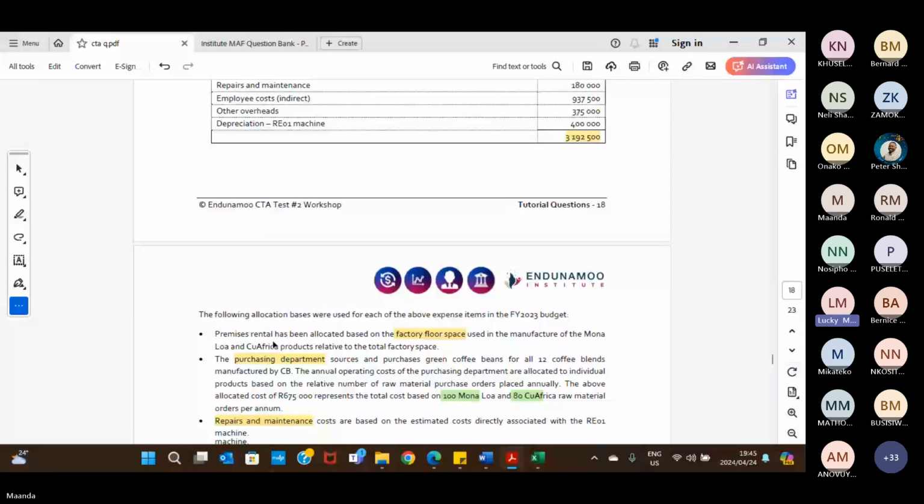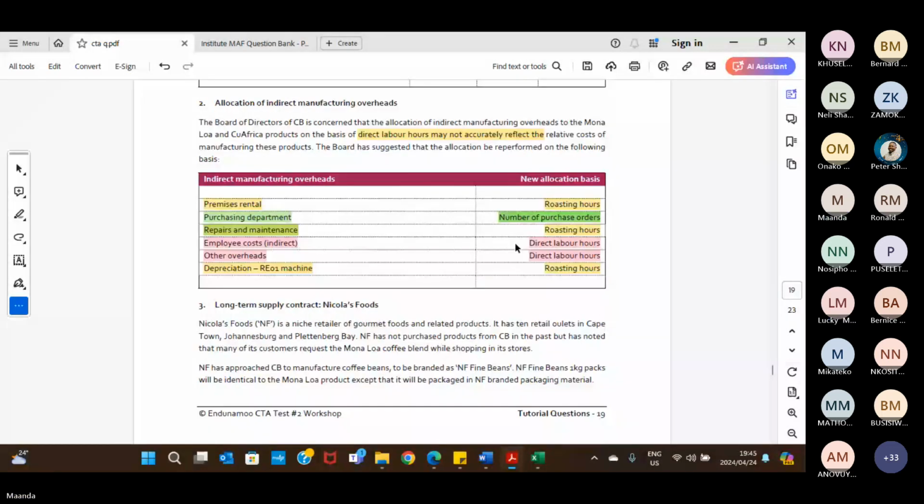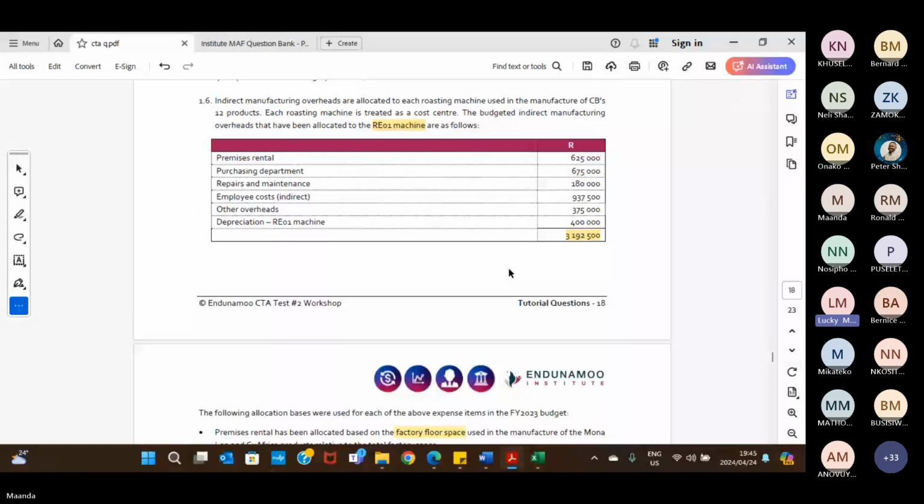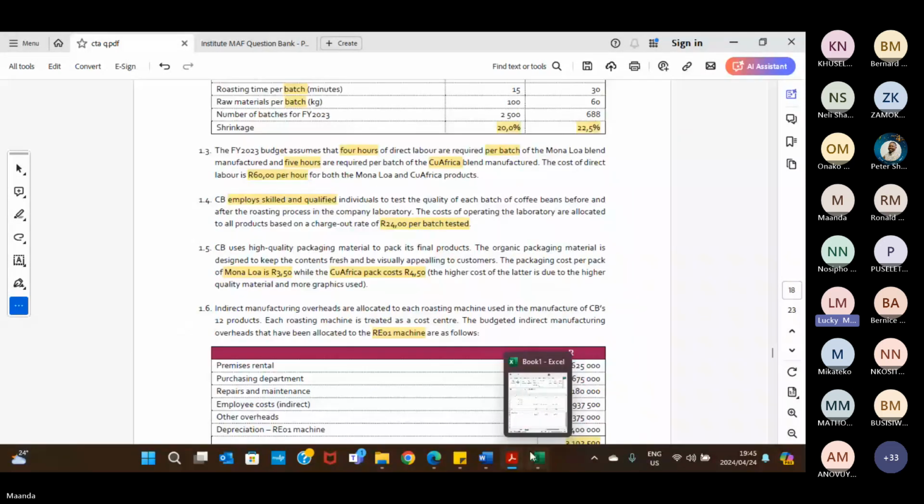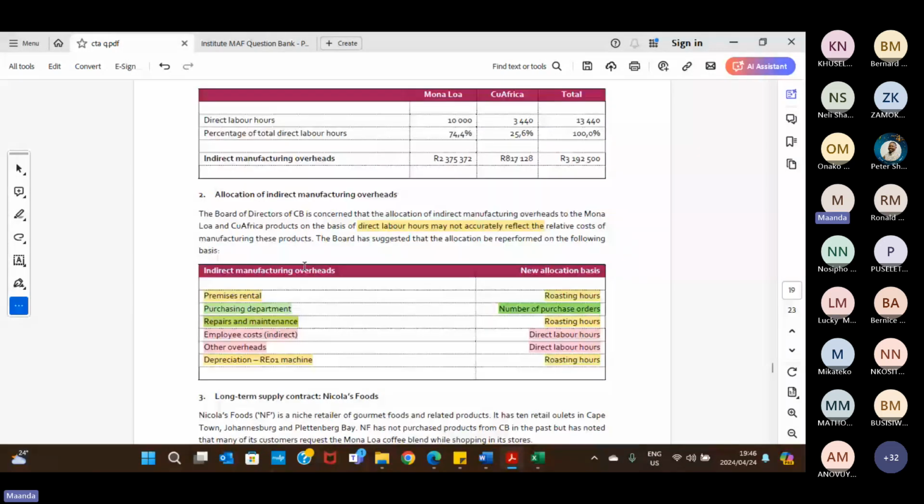Yes. And then what is our allocation base? Let me make my suggestion. I thought we were going to say 5 times 4, which is 20, and then times the 60 rand per hour. And that gives you the total cost of labor. It does not give you the hours. Oh, we are using the hours to allocate.